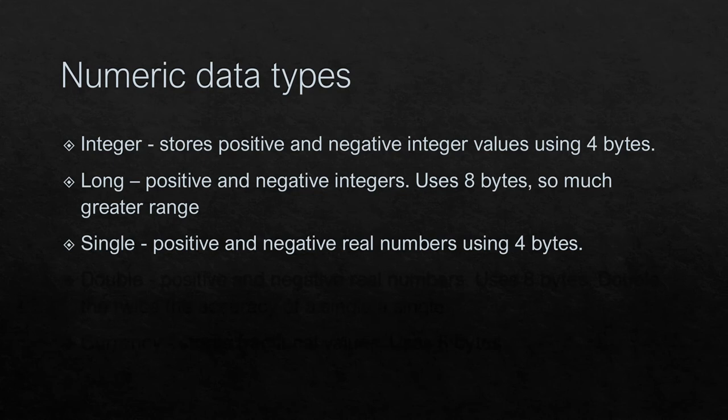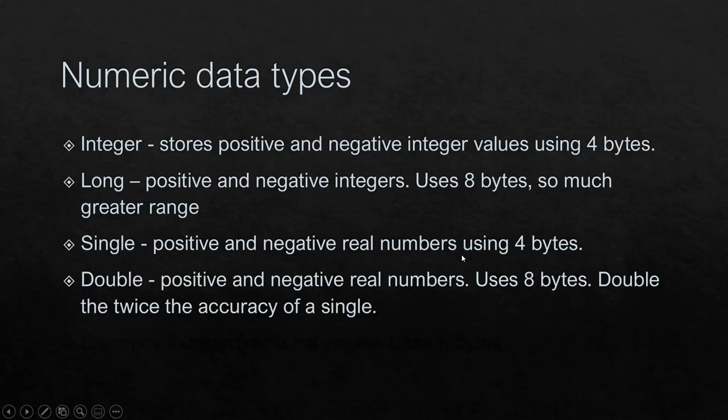For real numbers, we have a similar kind of idea. You have a data type called single, which holds positive and negative real numbers using 4 bytes. We also have a data type called double, and this uses double the amount of storage, but significantly not only can it store larger and smaller values than a single can, it also stores them with twice the precision, because when you have very, very large real numbers, we use a format called floating point. And single and double actually are short for single precision floating point and double precision floating point.